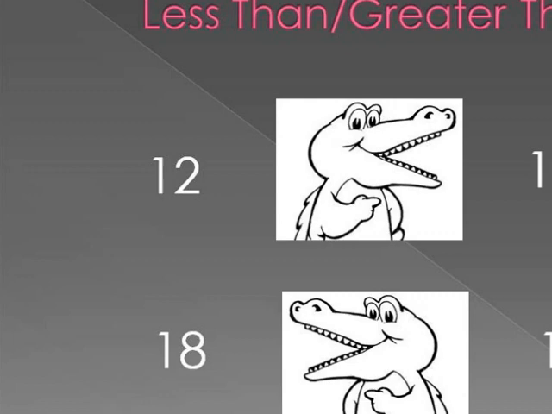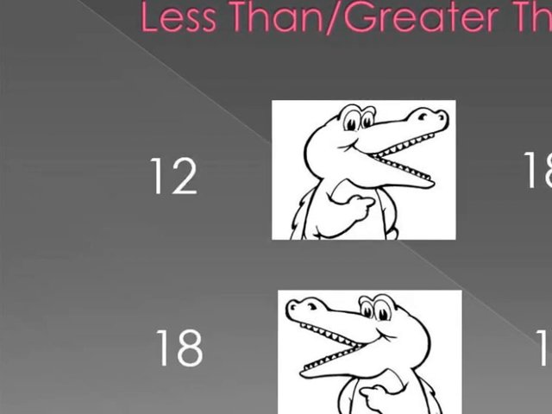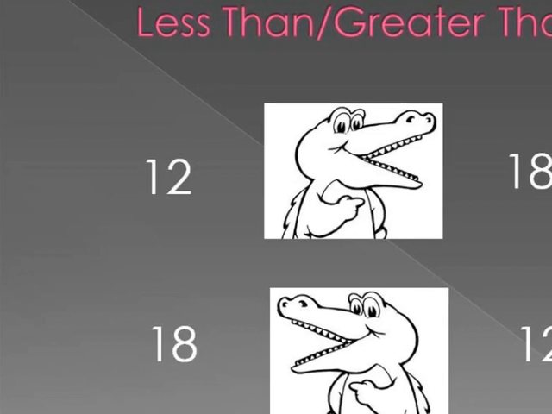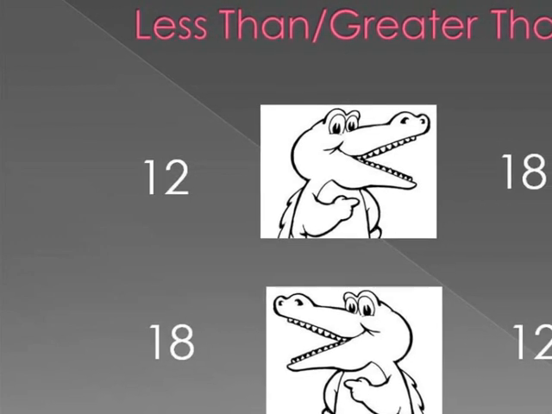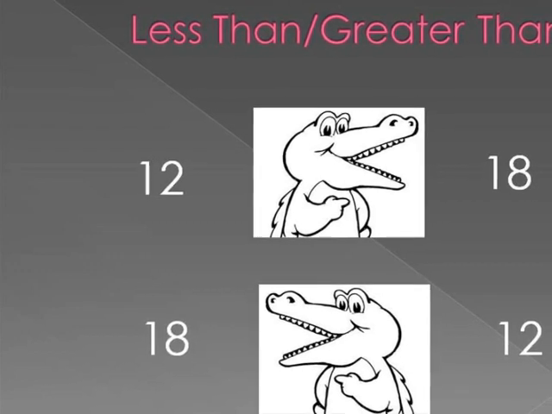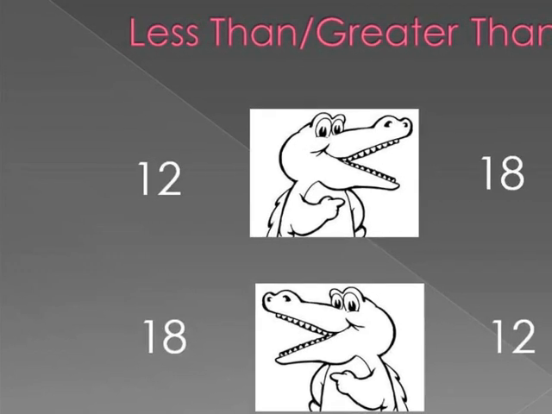Always remember that the alligator always wants to eat the bigger number. Wherever the bigger number is placed, that very hungry alligator is going to chomp, chomp, chomp. Notice how the alligators are eating the number 18? Why do you think that is?